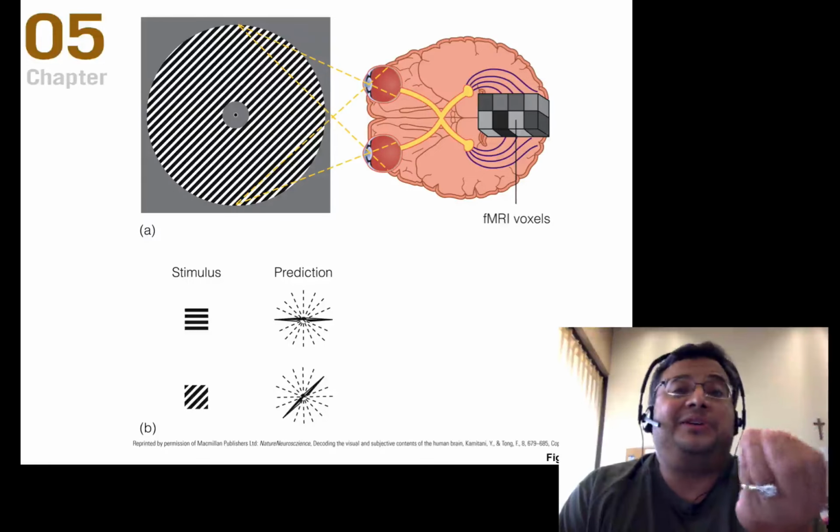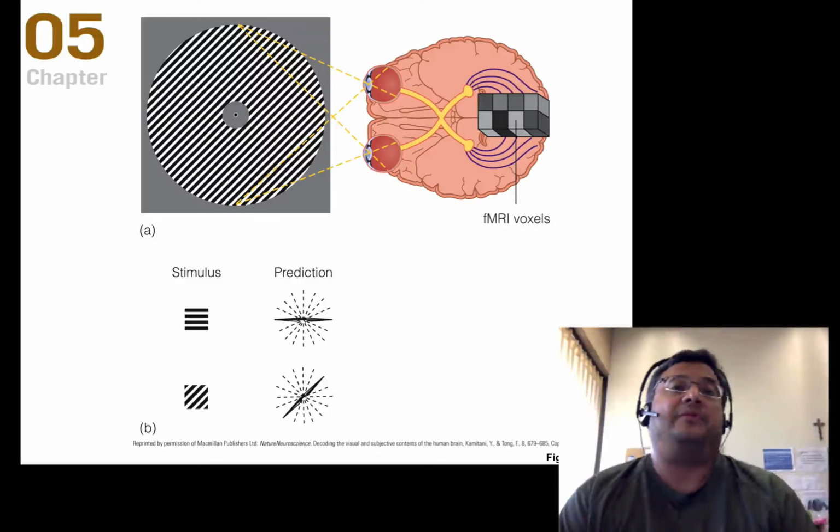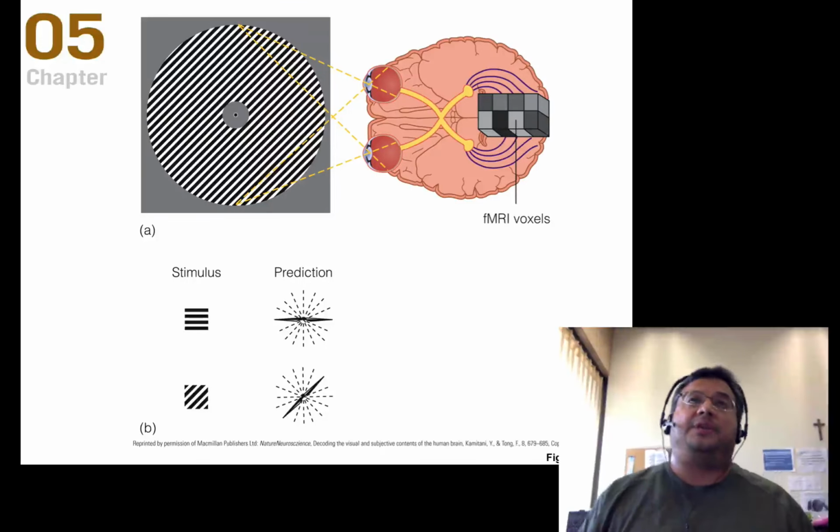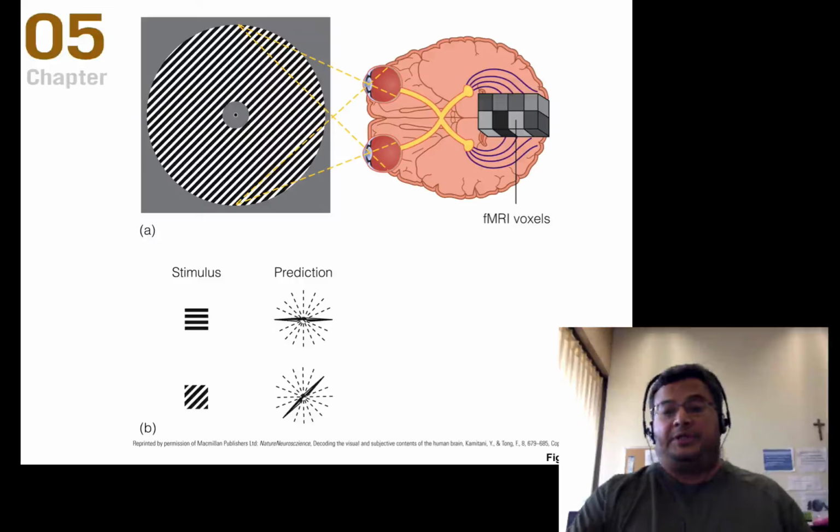And this is actually really good news if you're doing brain research. This means that there is a predictable pattern of activity in the visual cortex that corresponds, in some way, to the patterns that are being perceived.